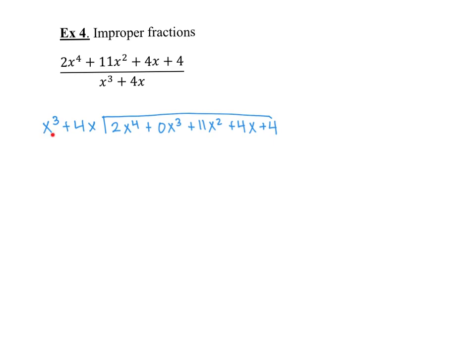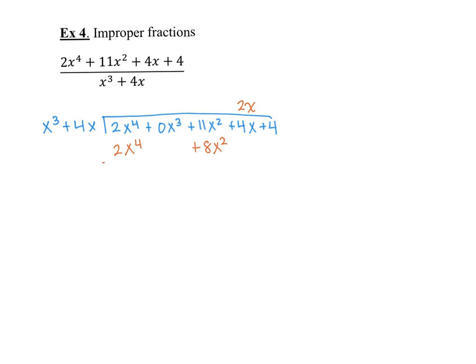Okay, let's see. This is x cubed. This is 2x to the fourth. To get to this, what do I multiply this by? To get this, I multiply by 2x. 2x times x to the third, 2x to the fourth, plus 8x squared.